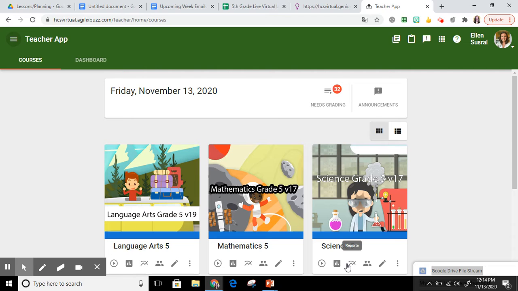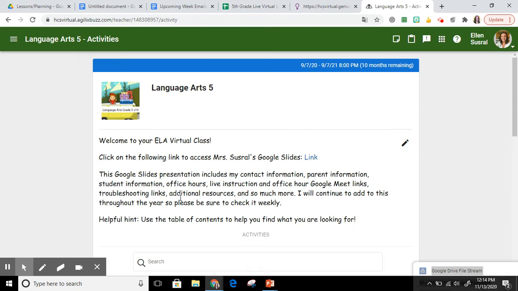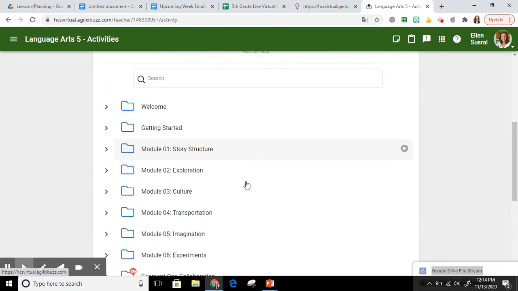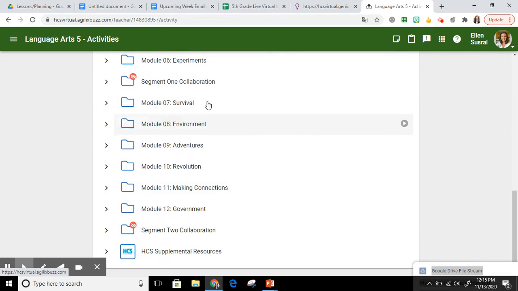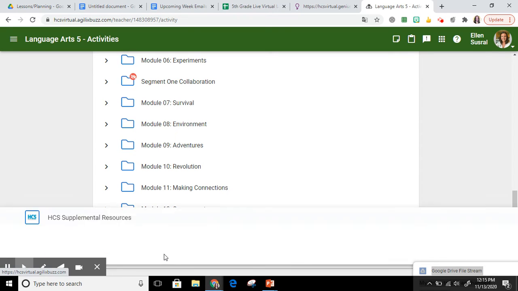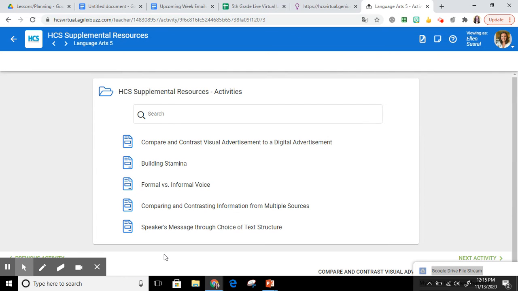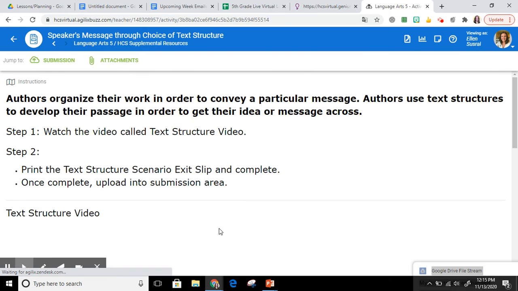Through Choice of Text Structure in your ELA course. So I'm going to start by going to your Language Arts course. And since this is an HCS Supplemental Resource, we're going to scroll down, and at the very bottom, after all of your modules, you're going to see the HCS Supplemental Resource folder. Click on that, and we are looking for the assignment Speaker's Message Through Choice of Text Structure. So that's going to be your last one right here, Speaker's Message Through Choice of Text Structure. I'm going to go ahead and open that.